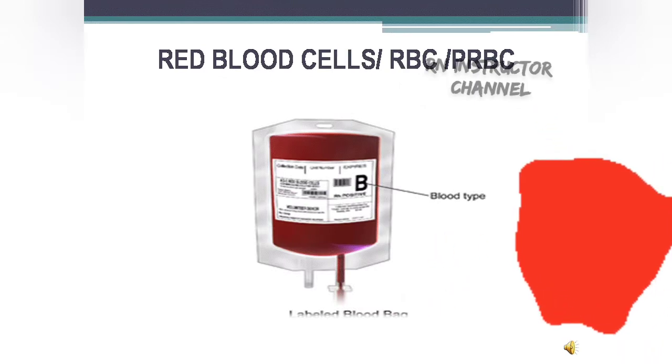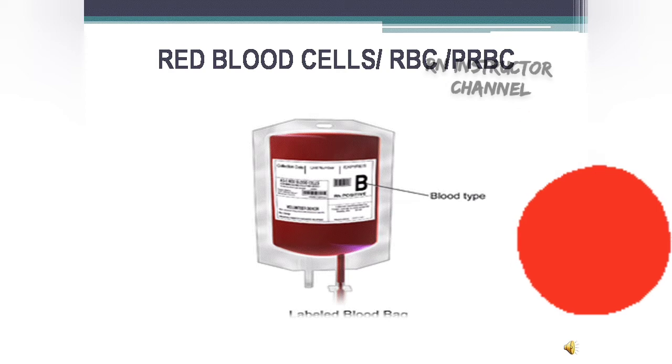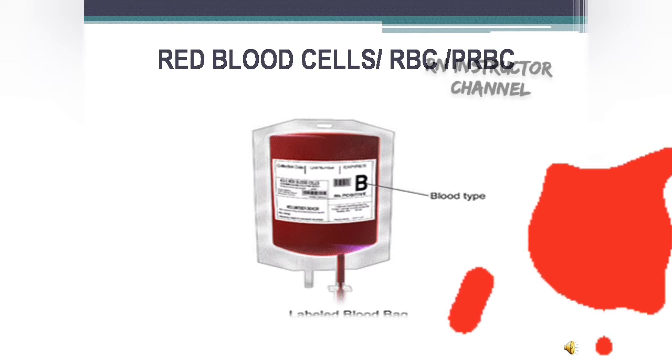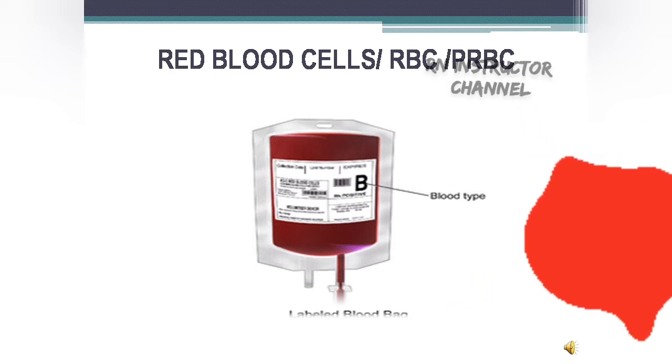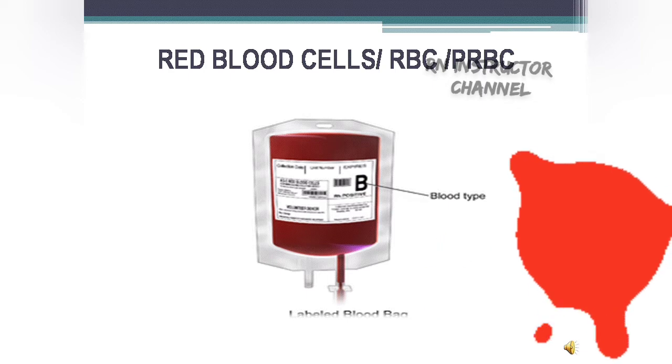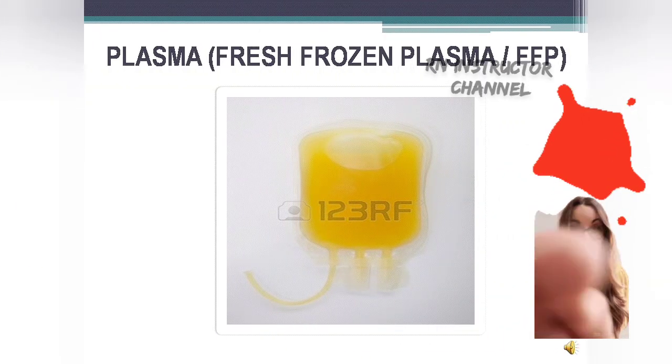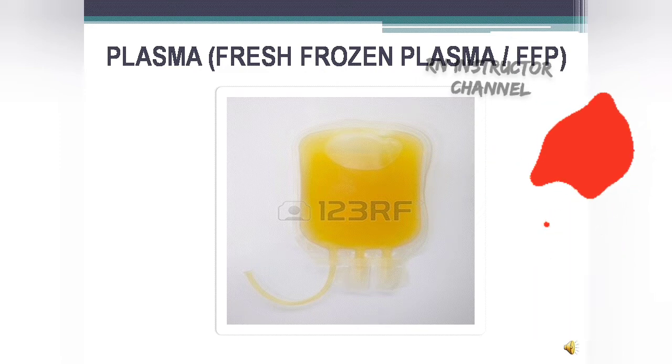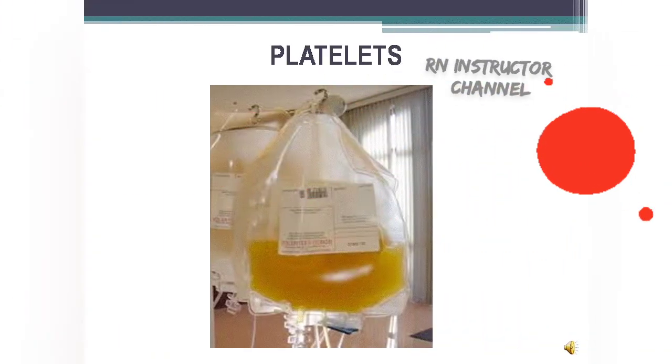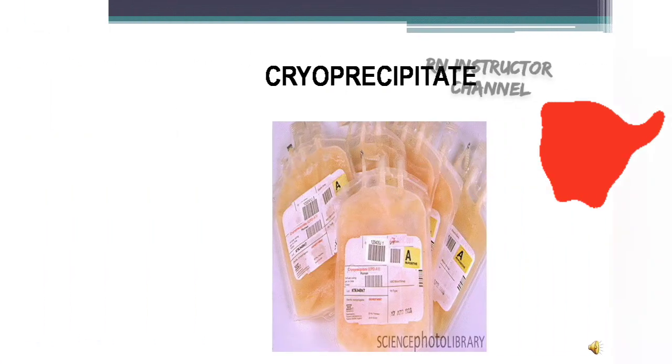RBC or PRBC, just red blood cells, increases the patient's oxygen carrying capacity. 1 unit of PRBC increases HCT by 3% or hemoglobin by 1 gram per deciliter. Plasma or FFP, fresh frozen plasma, is for the treatment of blood loss or during blood clotting disorders. 1 ml increases 1% of the clotting factor. Platelets are usually given in case of thrombocytopenia, that is a decreased platelet count of less than 50,000. Each unit increases the platelet count by 5,000 after 1 hour.